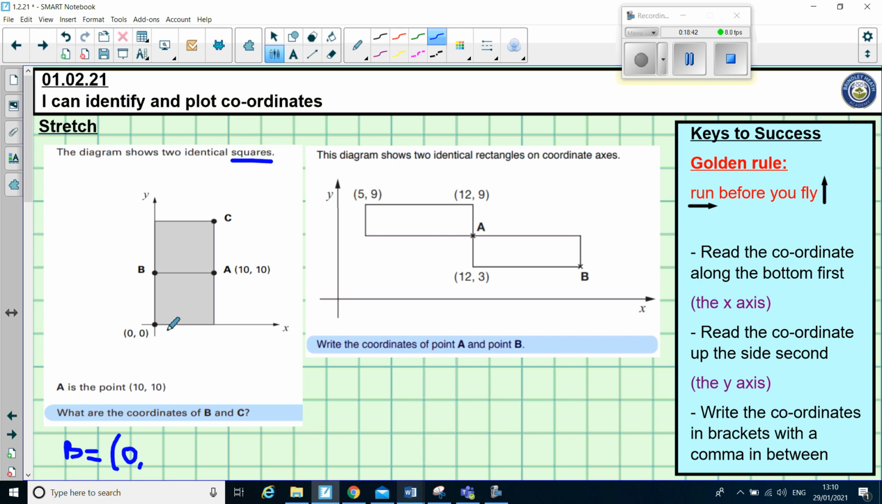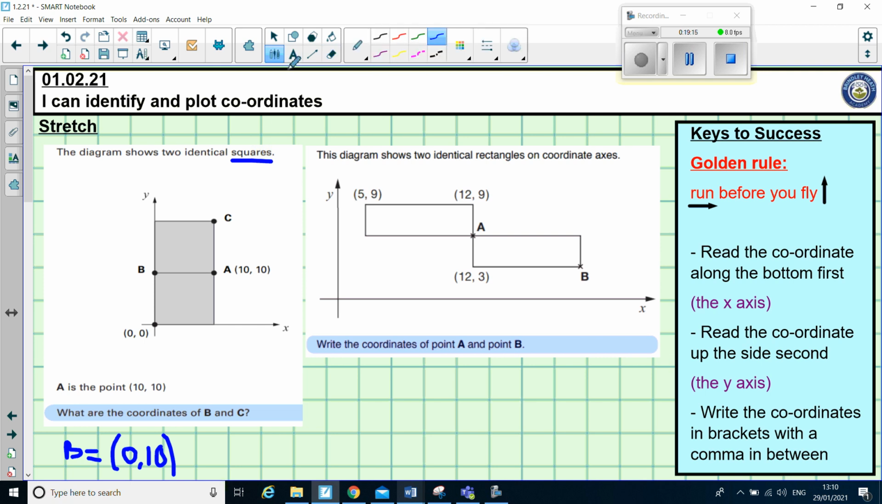Next we want to think about our y-axis and how far up this y-axis point B is. Well, point A on the y-axis is at 10, so point B must also be at 10, because point B is not any higher up the axis than point A. They are horizontally in line with each other, so they have to have the same y-coordinate. So point B must be 0, 10. Next I'm going to think about point C.